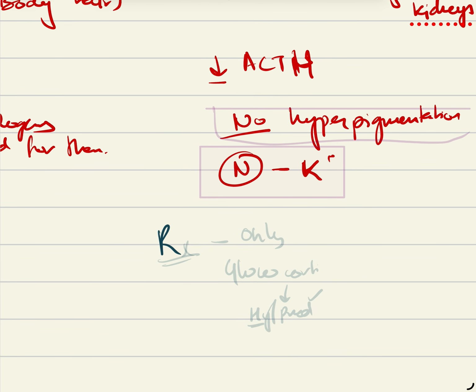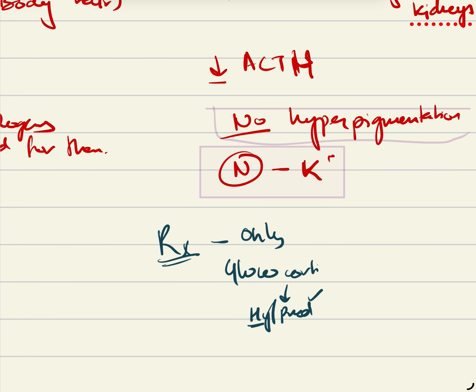And also coming to treatment here, because your aldosterone is normal, you only need glucocorticoids, which are hydrocortisone or prednisolone.